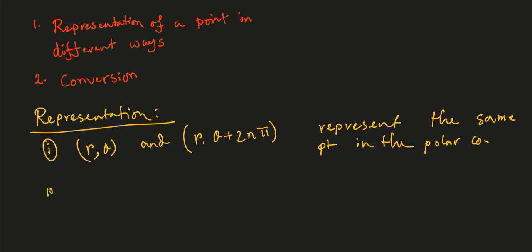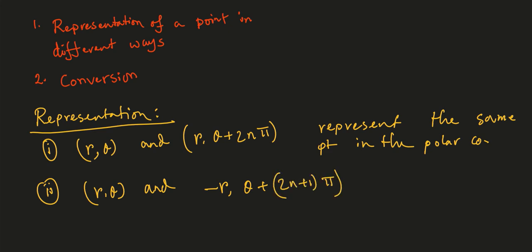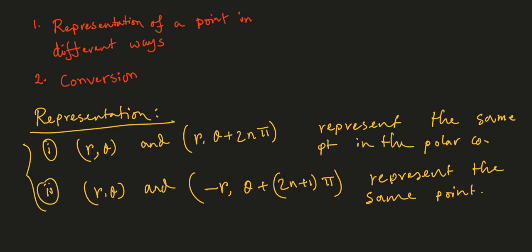And the second thing: the point (r, theta) and (negative r, theta plus (2n plus 1) pi), these two ordered pairs also represent the same point. So here is the first category of problems. We will do these two kinds of examples.